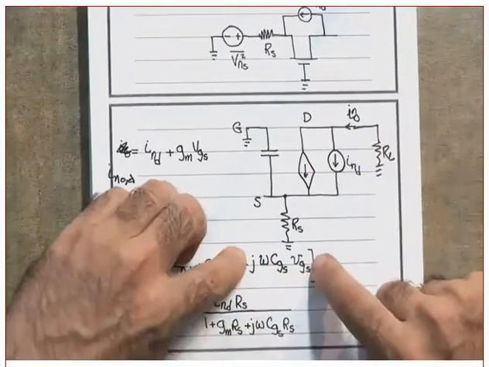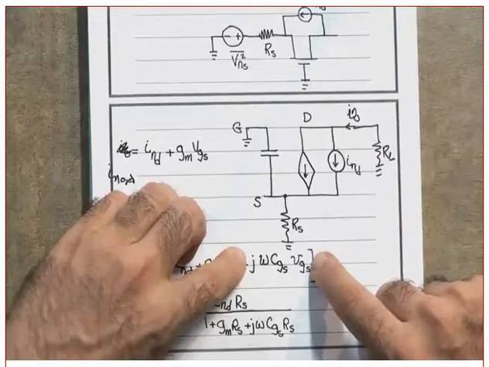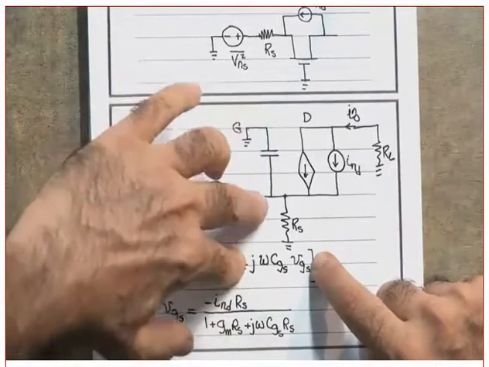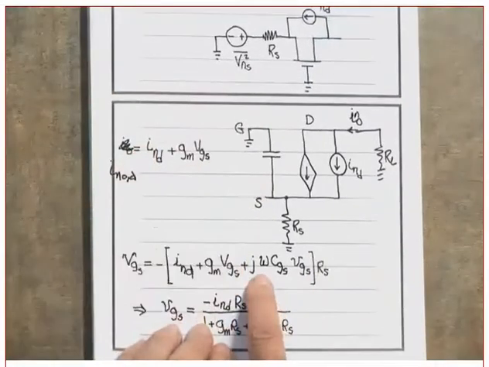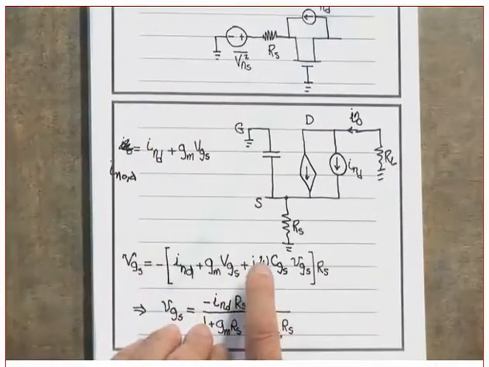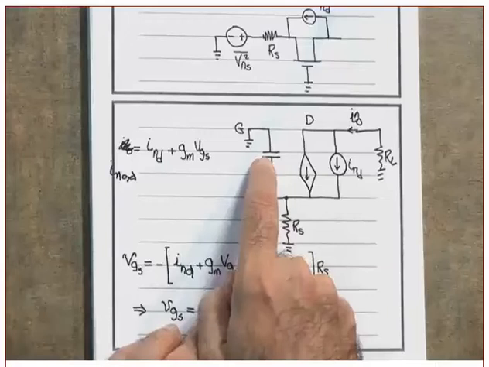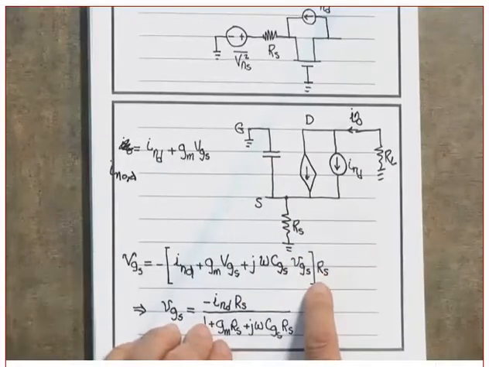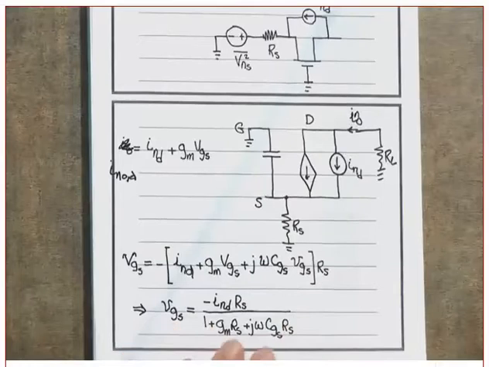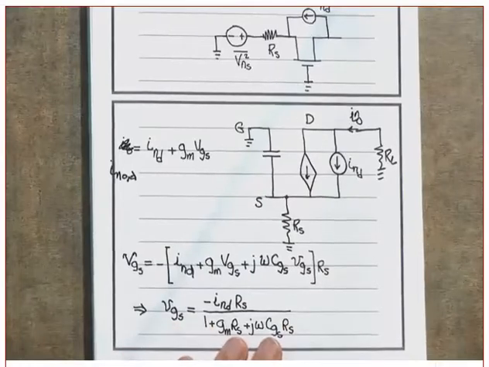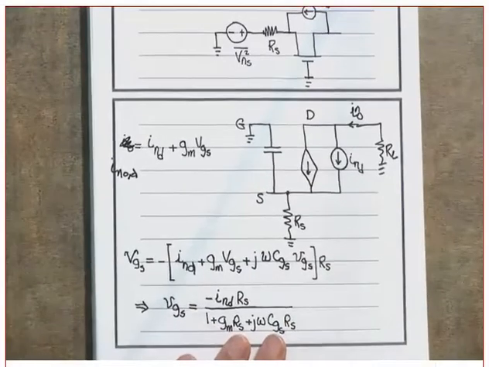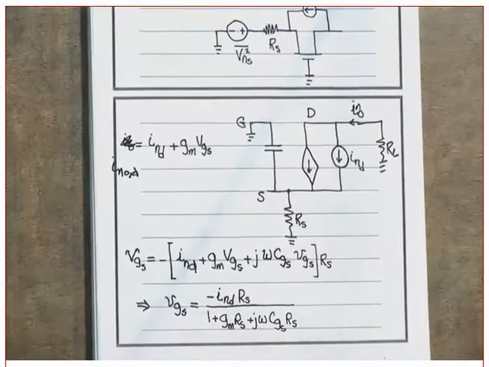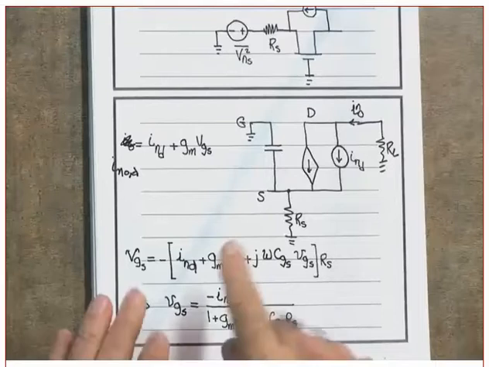Can you tell me what this is? It's jωC_GS VGS. VGS is this voltage, and I'm multiplying it by jωC_GS. There's the current in here. Did you get this or not? Okay. All of it multiplied by RS, you get the voltage between the gate and the source, which is the VGS. Did you get my point or not? Okay.